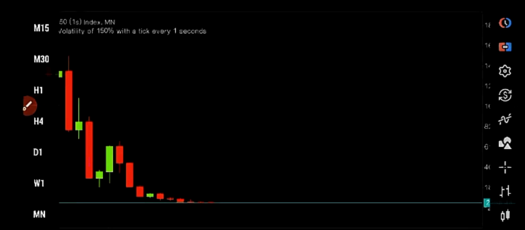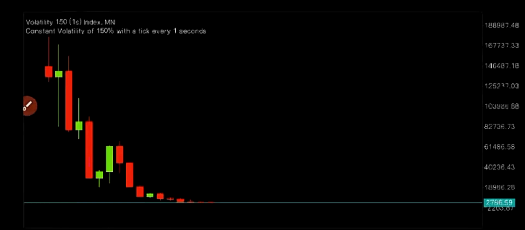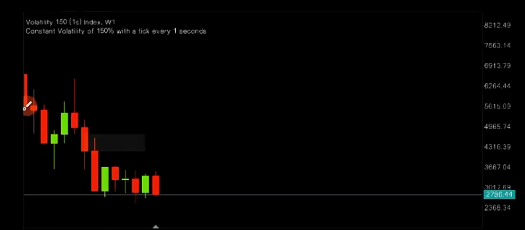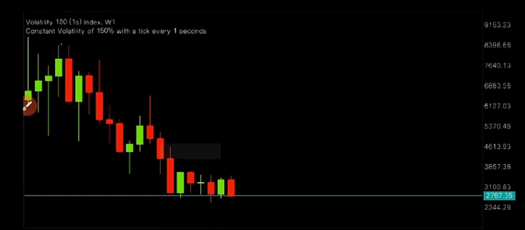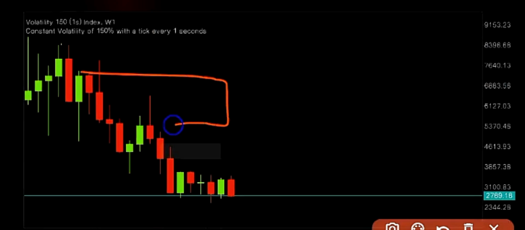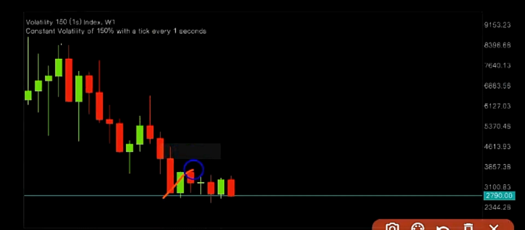So what do you do? You go to the weekly time frame to see if there is any zone you can mark. This was the recent zone that the market tapped into before it started selling. And now look at what is happening: the market tapped into the zone and is selling now, and we're having some kind of mini consolidation, or I would say a mini trend line.